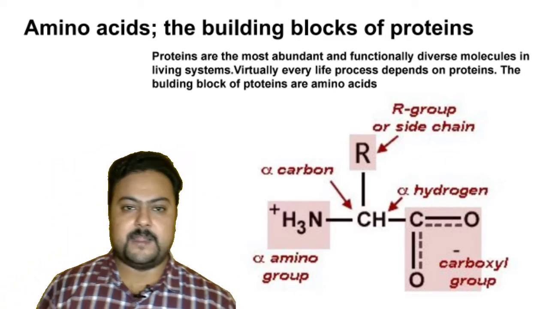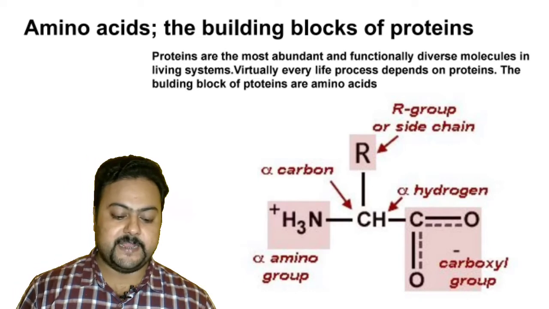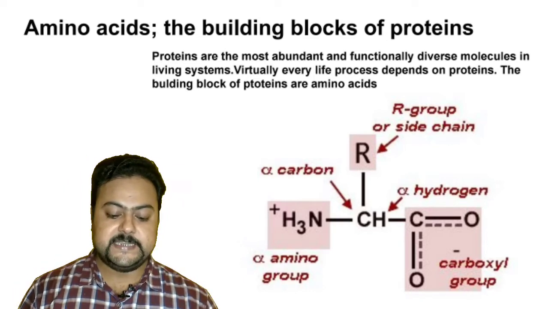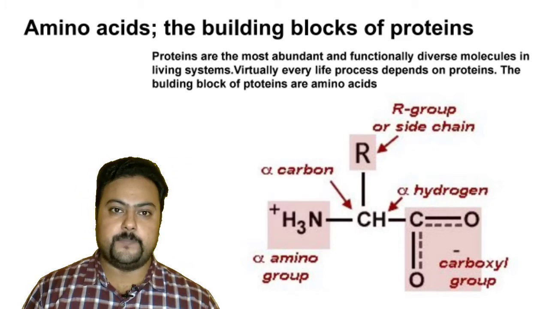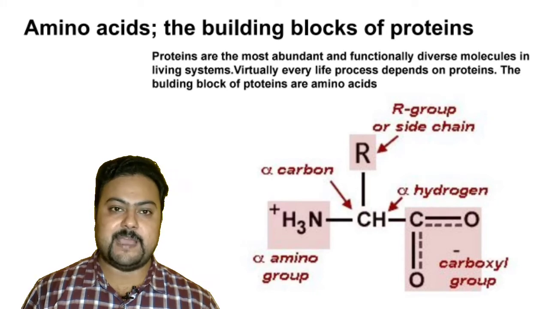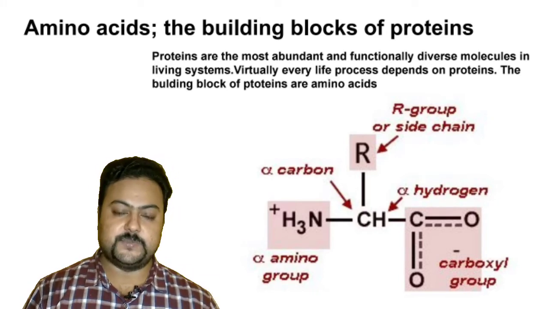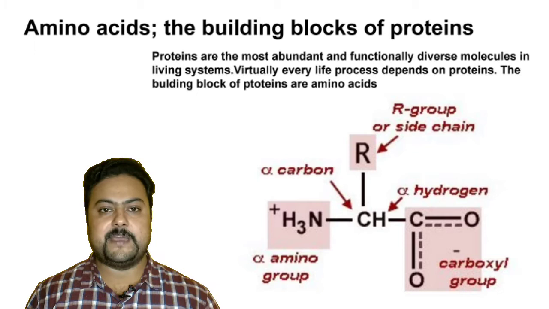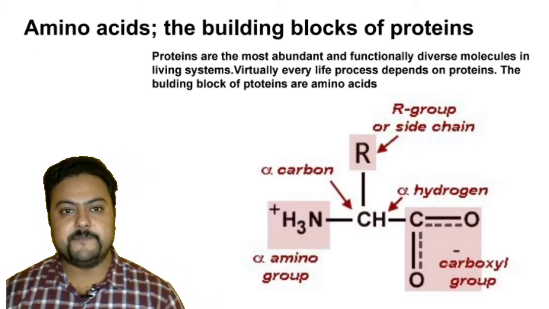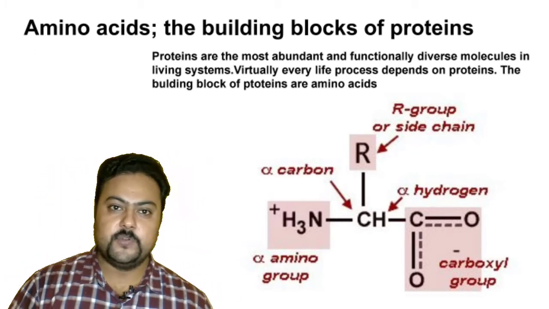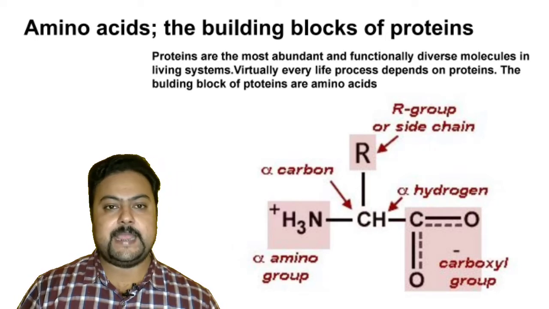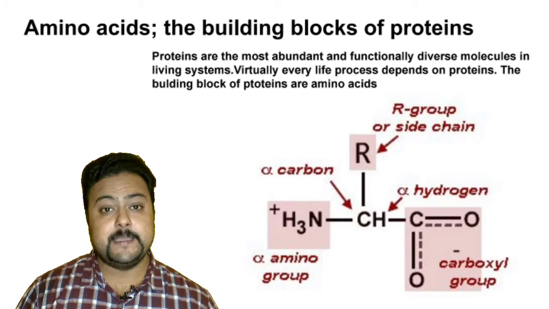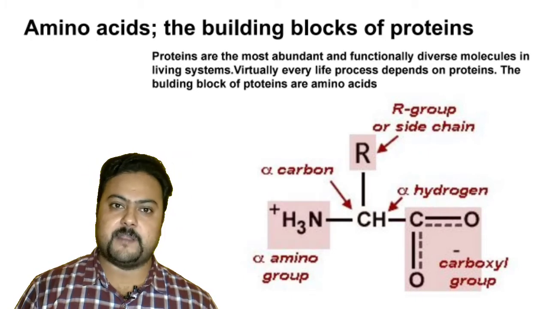Amino acids are one kind of acids which contain an NH3, CH, C double bond O group, where the alpha carbon is the carbon from where the R group emerges, and we have an alpha amino group attached to the same alpha carbon, and we have a carboxyl group. So in brief, an amino acid is a molecule which has a carboxylic group, an amino group, and an R group attached to the same carbon, which is known as the alpha carbon.